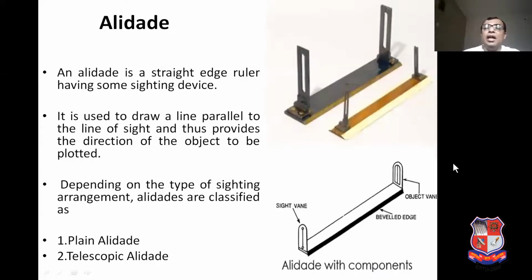Next one is ALIDADE. You see in the figure, ALIDADE is a straight edge ruler having some sighting device. ALIDADE is used to draw a line parallel to the line of sight and thus provides the direction of the object to be plotted. Depending on the type of the sighting arrangement, ALIDADEs are classified as plane ALIDADE and telescopic ALIDADE. So let us discuss one by one.